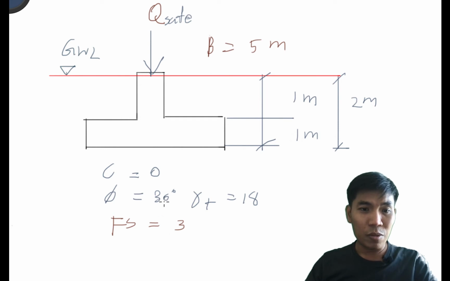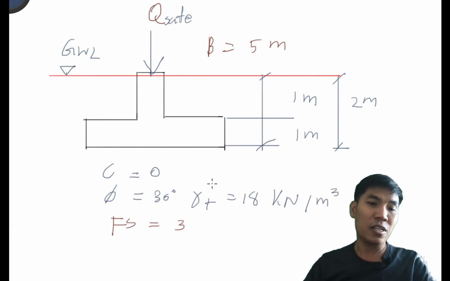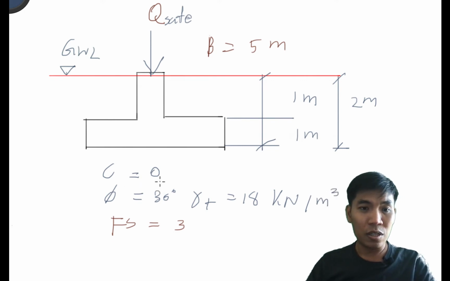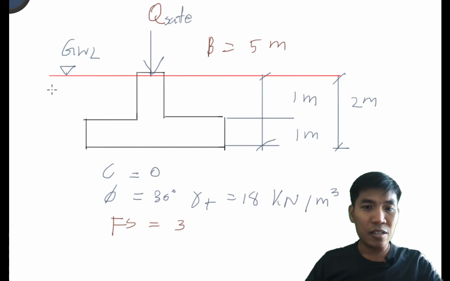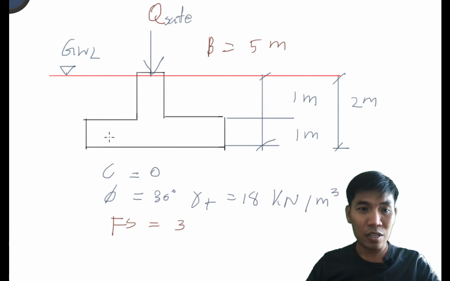Friction angle is about 30 and the unit weight of soil is about 18 kilonewton per cubic meter. Cohesion is equal to 0. The groundwater level we're setting at the ground surface to make this quite simple for you. And the depth of footing is about 2 meters from the ground surface, and the thickness of the footing is about 1 meter here.